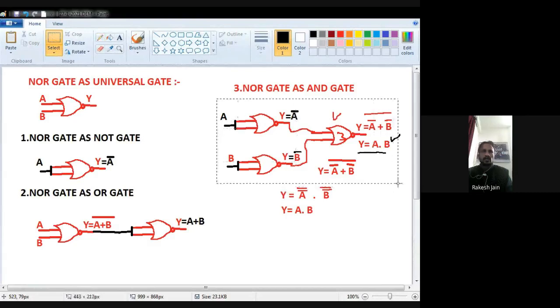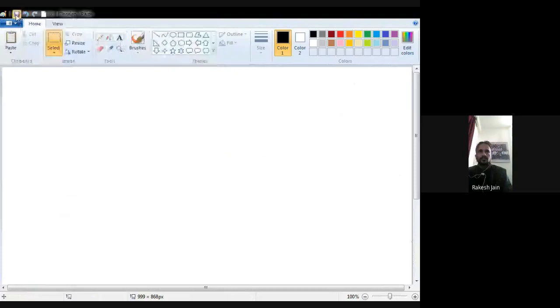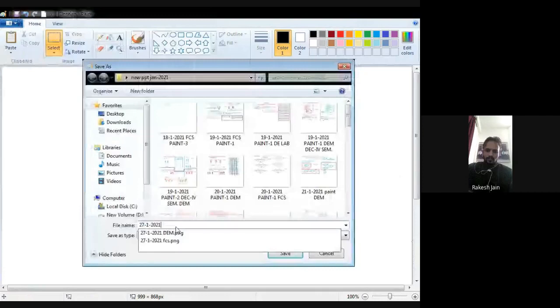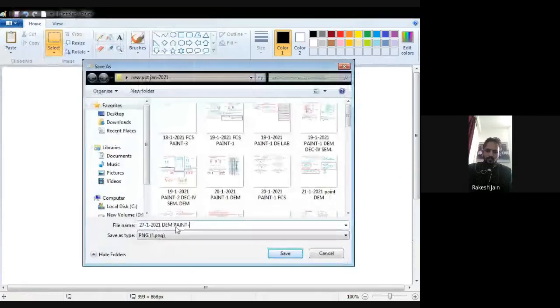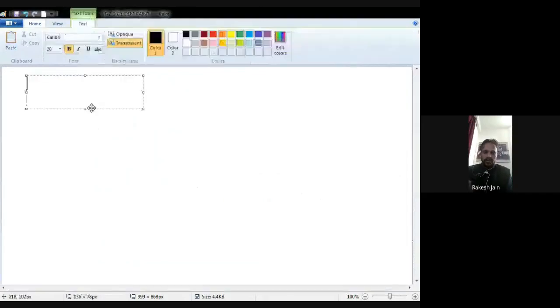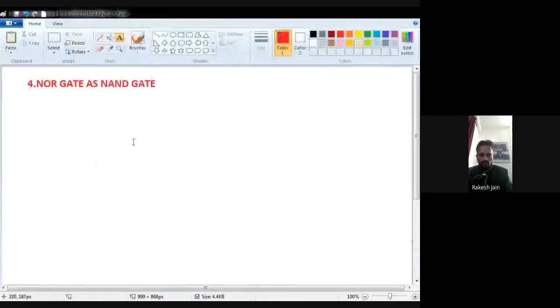Okay, now I just save this file, and in the next page, because this circuitry will be in our use, I just copy this one again. Now we have to see how a NOR gate behaves as the fourth realization, NOR gate as a NAND gate.